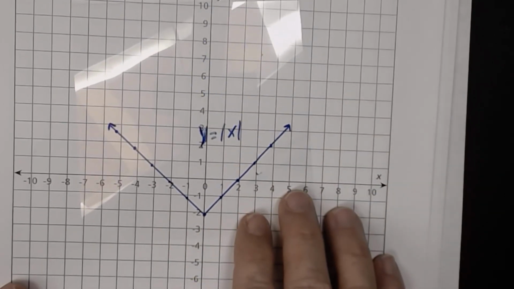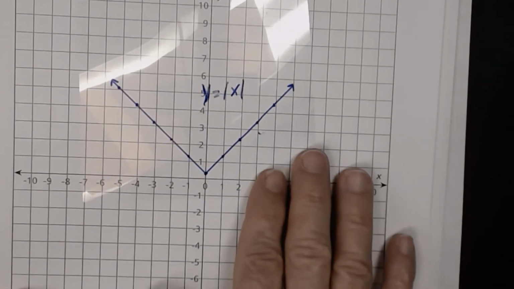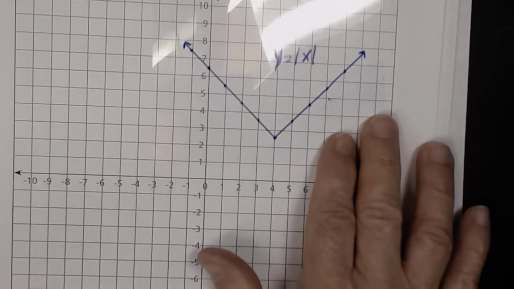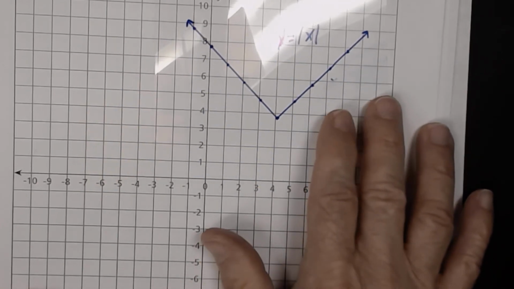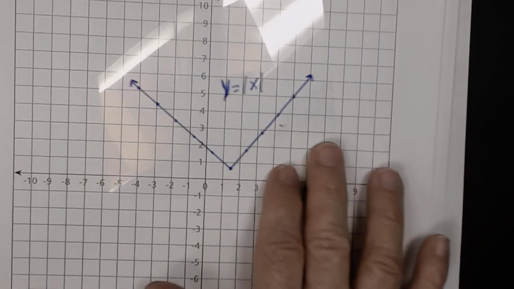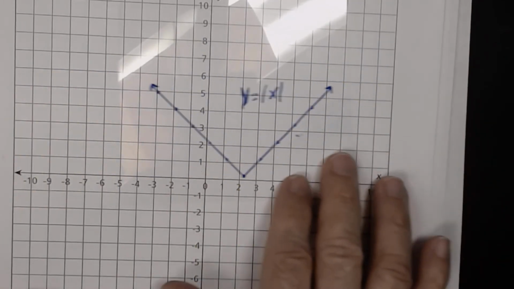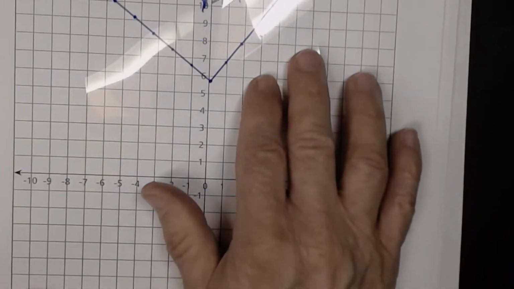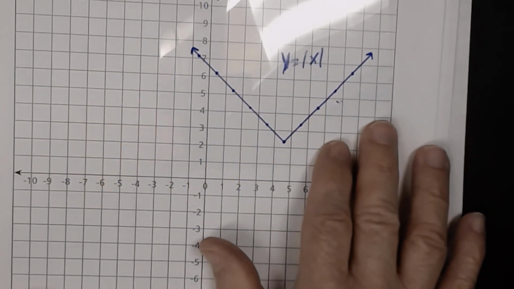Now what we're going to do in the next lesson is put those two together. So you're going to have a horizontal shift and then a vertical shift. So notice the vertex is no longer on the x-axis or the y-axis. It's somewhere in a quadrant.